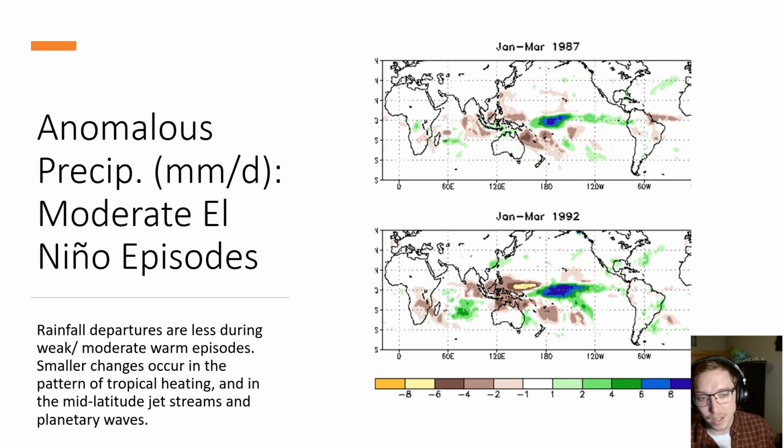During moderate El Nino episodes, rainfall departures are less. During weak to moderate episodes, smaller changes can occur in the patterns of tropical heating and in mid-latitude jet streams and planetary waves. Again, in, for example, 87 and 92, say moderate episodes, we don't see that anomalous precipitation extended nearly as far as we did in the previous slide.